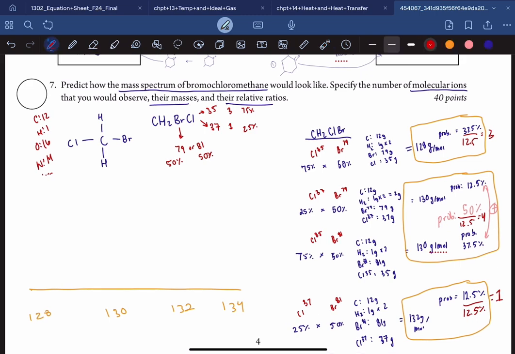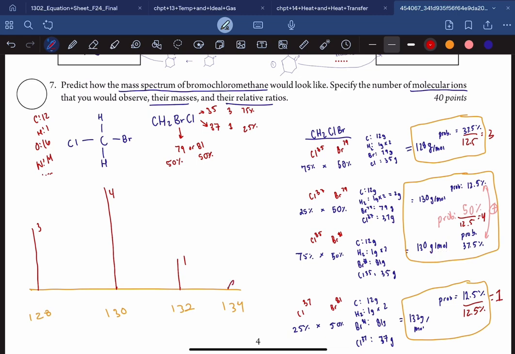And draw in peaks. So at the 130 height, this is 4. That's the ratio. At 132, the ratio is 1. And then at the 128, it's 3. So we're going to go up a little higher, like 3, something like this.